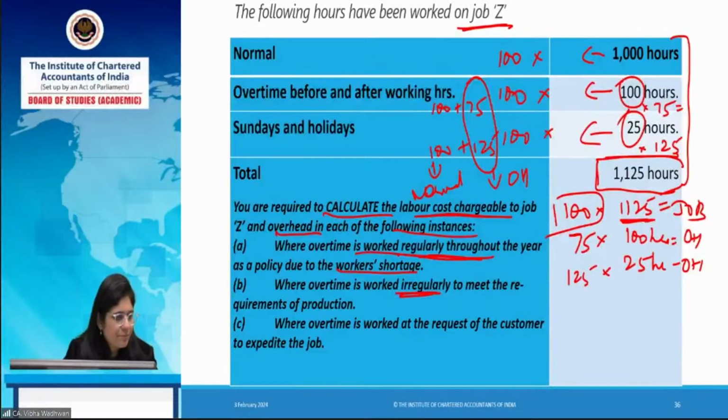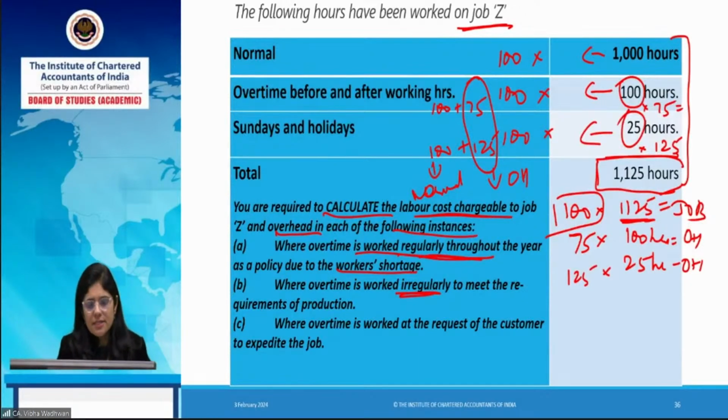Yes. Which one you are talking? Illustration 4. Illustration 4 of which topic? Illustration 4 of which topic, Mamta? Kindly elaborate. I'll see.